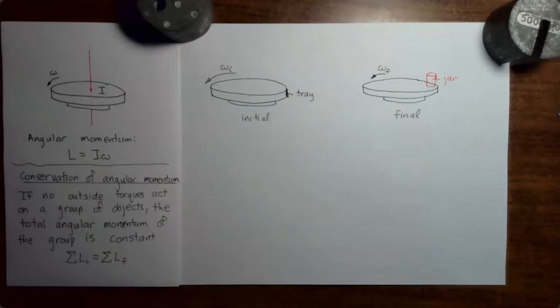Conservation of angular momentum says that if you have a group of objects and no outside torques act on that group of objects, then the total angular momentum of that group of objects is constant. Or we can say that if we have a process where no outside torques act on that group, the total angular momentum of the group at the beginning of the process equals the total angular momentum of the group at the end of the process.